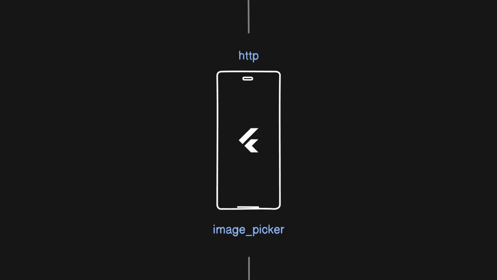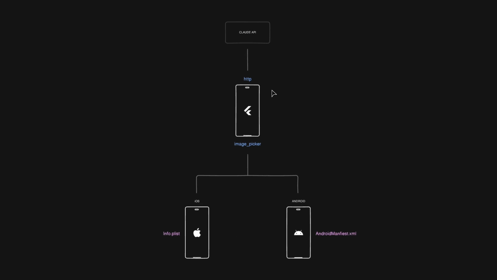Now, just a quick overview of what we're about to do in our Flutter app. We need to just import these two packages. So the first one being the HTTP package, which will allow us to make calls to the Claude API. And also the second one is the image picker package, which allows us to access the camera and the gallery on the device. And for that, we need to do a little bit of native code in the Android and also in the iOS. So let me show you by jumping into the code.